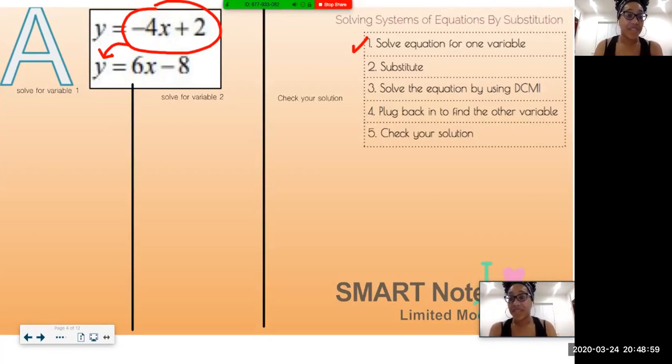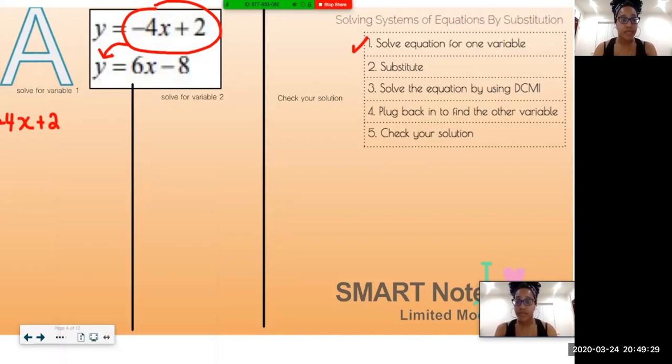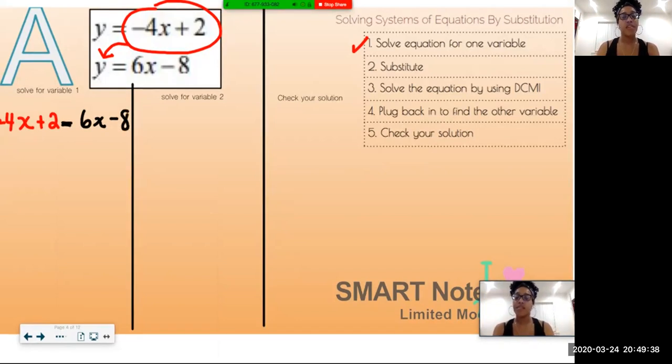All right. So what I'm gonna do for you guys, I'm gonna color code. Things that already came with the problem, I'm going to write in black. Things that I'm substituting in, I'm gonna write in a different color. In this case, I'm writing it in red. So we have negative 4x plus 2, right? This is what I'm substituting in place for y. And now let me change my ink color. Is equal to 6x minus 8.